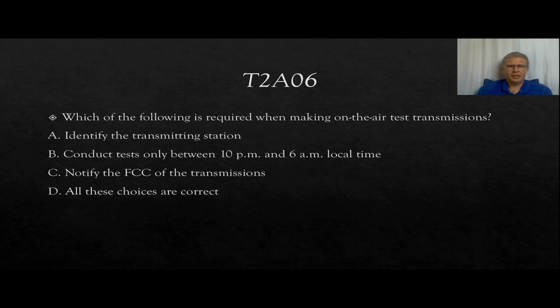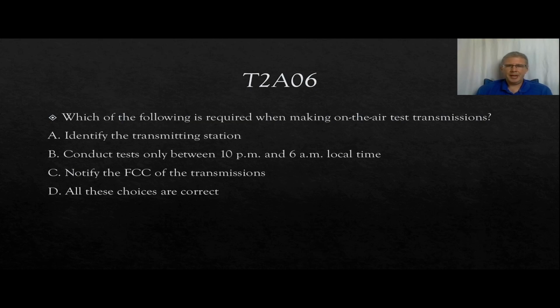Question 6. Which of the following is required when making on-the-air test transmissions? A. Identify the transmitting station. B. Conduct tests only between 10 p.m. and 6 a.m. local time. C. Notify the FCC of the transmissions. Or D. All these choices are correct.